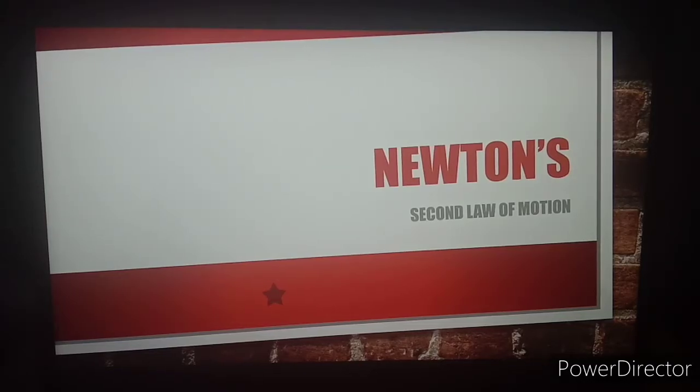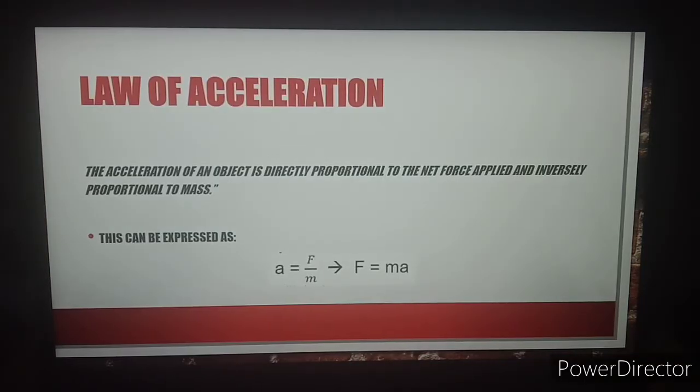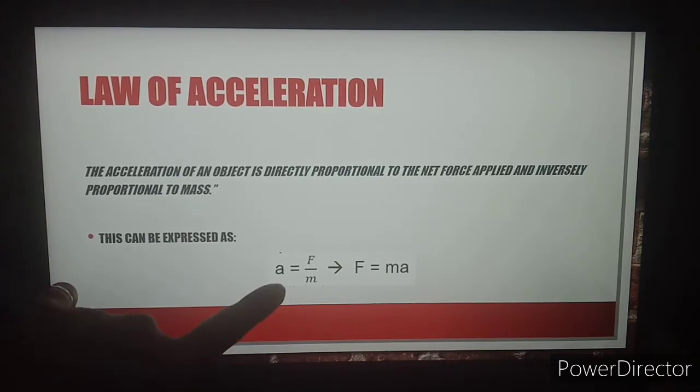Good day, students. So for today, I'm going to discuss Newton's second law of motion, especially in solving word problems. Let us first define the law of acceleration as the second law of motion. The acceleration of an object is directly proportional to the net force applied and inversely proportional to mass. This can be expressed as acceleration is equal to force over mass, or it can be derived into force is equal to mass times acceleration, since we're just going to cross multiply this.